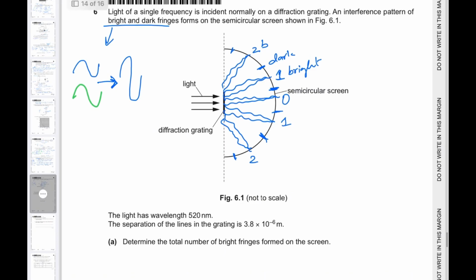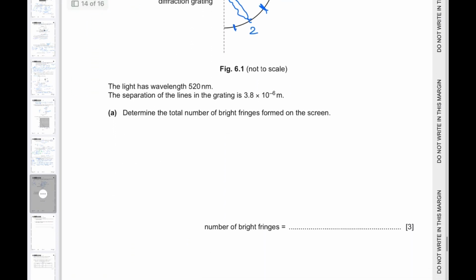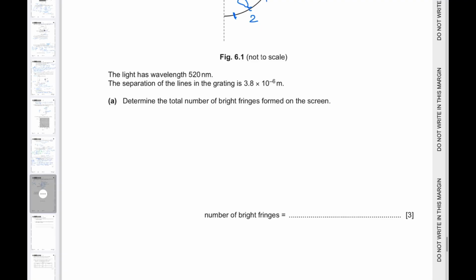The light has a wavelength of 520 nanometer. The separation of the lines in the grating is 3.8 times 10⁻⁶. Determine the total number of bright fringes formed on the screen. It will help to recall the formula of diffraction grating, which is d sine theta is equal to n lambda, where wavelength is given as 520 nanometers.